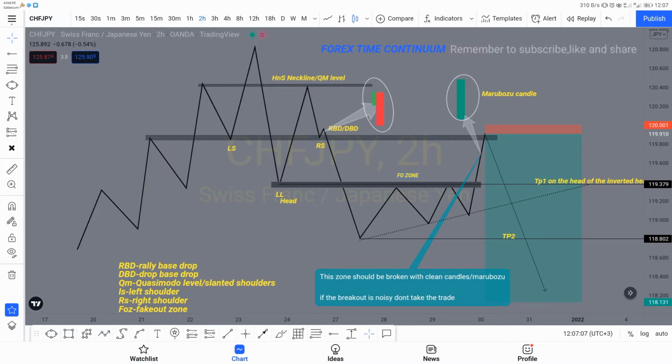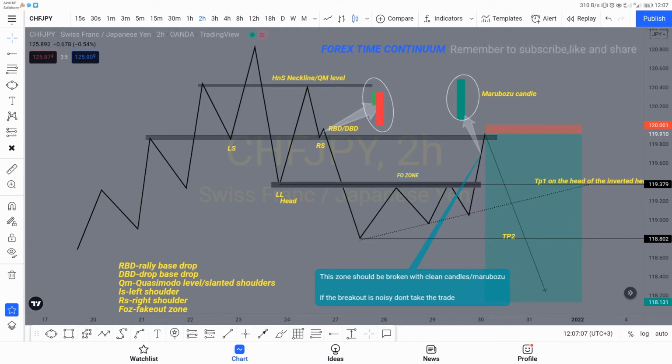And as you can see, I've indicated on the right shoulder the RS. The RS where we indicated RBD slash DBD. It means we are looking for a supply zone because we are selling. So we're looking at a valid supply zone.